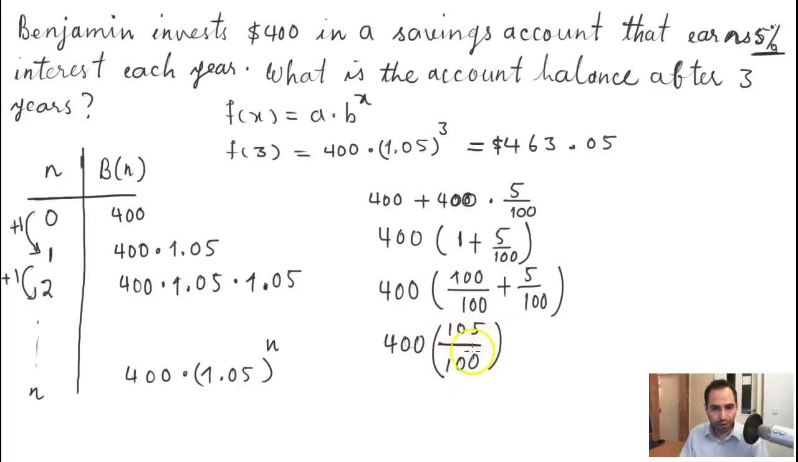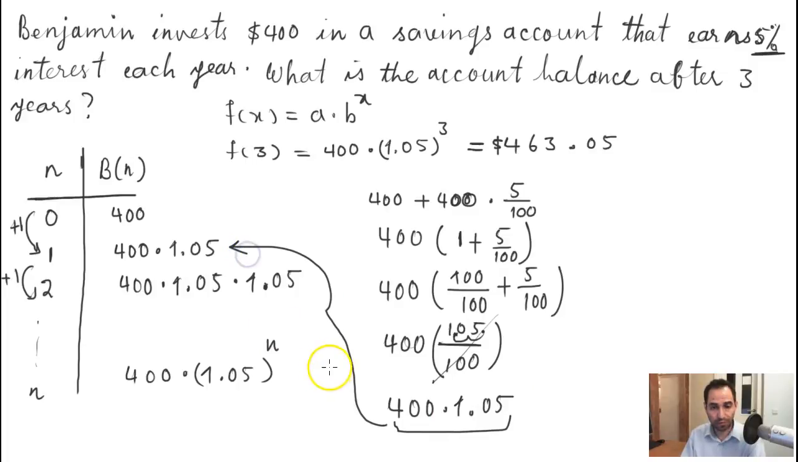And 105 by 100 is nothing but, you need to imagine that you have a decimal point here, and then you move it 2 places to the left, so your decimal place comes over here, so it becomes 1.05. So this is 400 times 1.05. And this is the same thing that we have written over here.